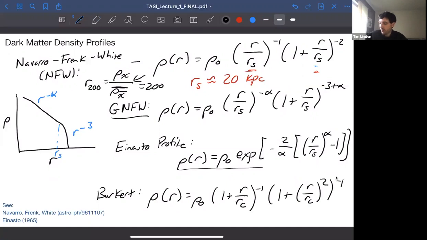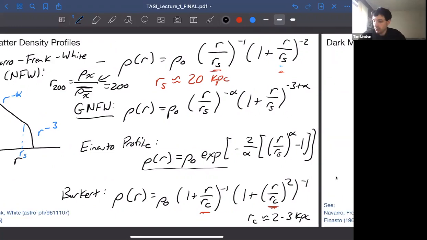Now this has a very different phenomenology near the center of the galaxy. Once you get to smaller than this value of r core, everything is basically constant in this profile. Here r core is not like 20 kiloparsecs. On a Milky Way-like galaxy it's 2 to 3 kiloparsecs, closer than the solar position.